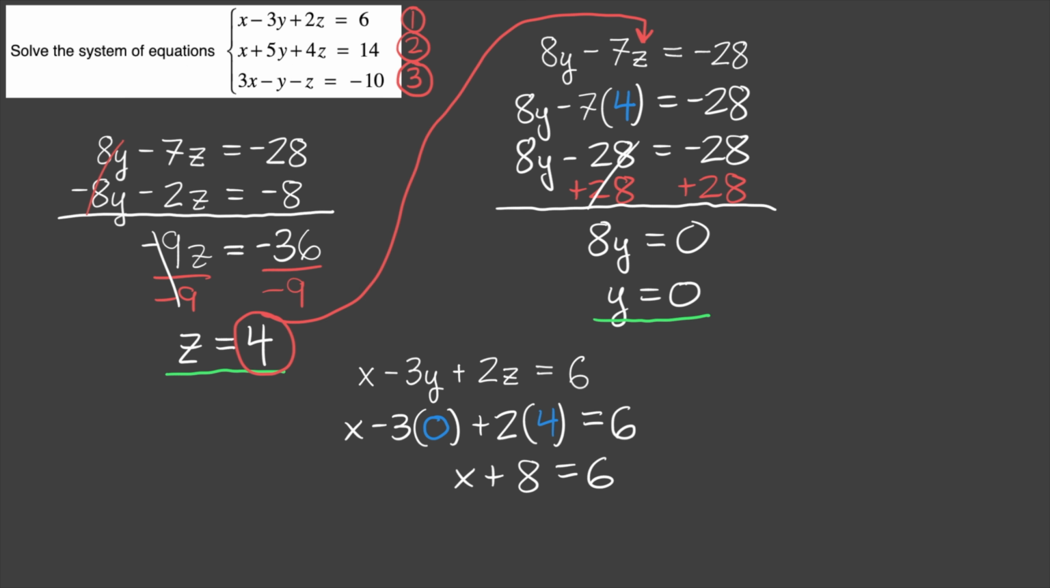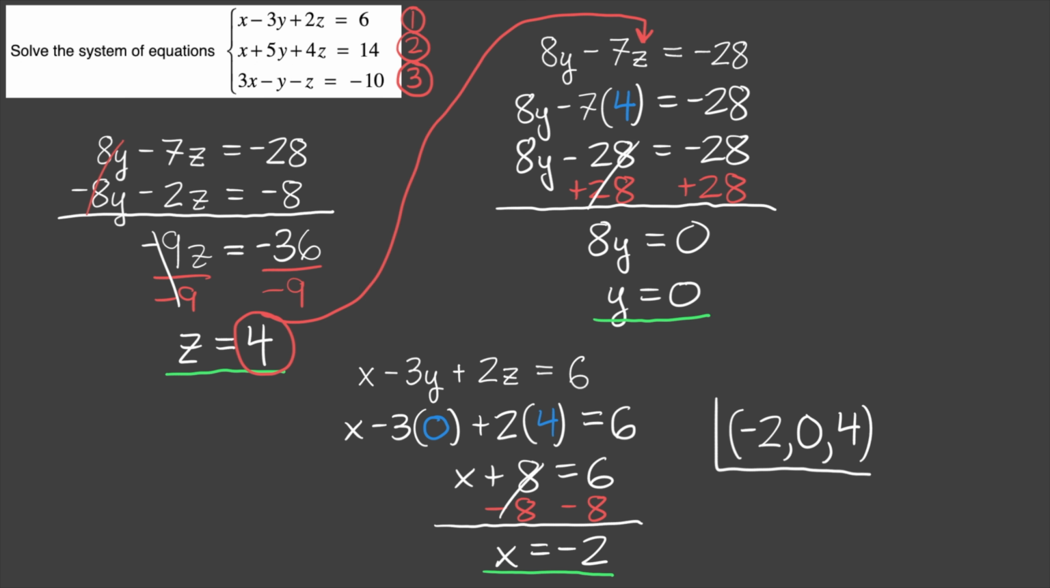equals 6, and lastly we subtract 8 from both sides, and we get 8's cancel, x equals 6 minus 8, which is negative 2. All right, so there it is. So we have our x value, we have our y value, and we have our z value. So this is the point, so I'm going to write it as a point, where all three of these planes intersect. So negative 2, and then y was 0, and then z was 4. All right, so there's our answer.